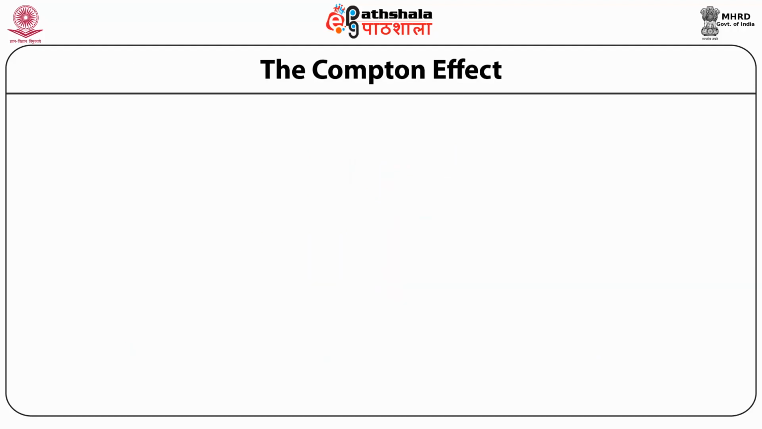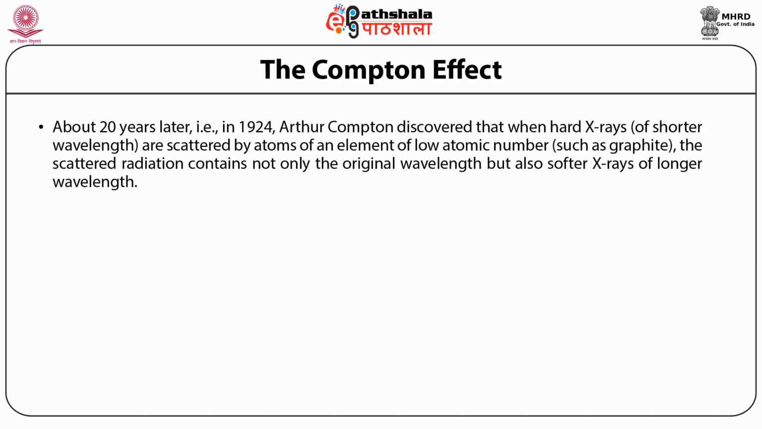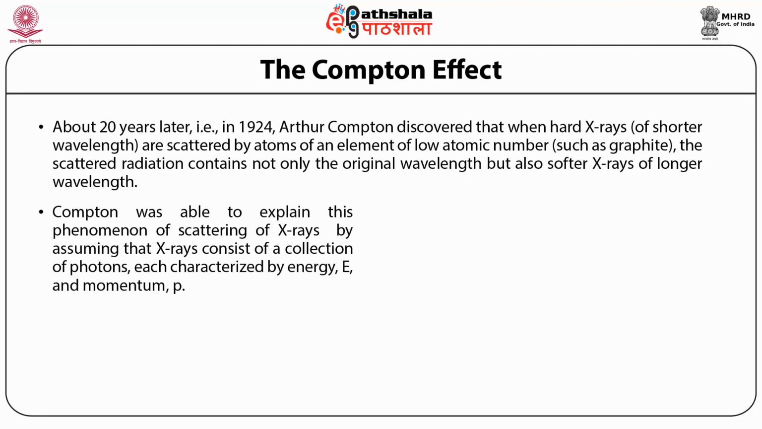The Compton Effect. About 20 years later, that is in 1924, Arthur Compton discovered that when hard X-rays of shorter wavelength are scattered by atoms of an element of low atomic number such as graphite, the scattered radiation contains not only the original wavelength but also softer X-rays of longer wavelength. Compton was able to explain this phenomenon of scattering of X-rays by assuming that X-rays consist of a collection of photons, each characterized by energy E and momentum P.